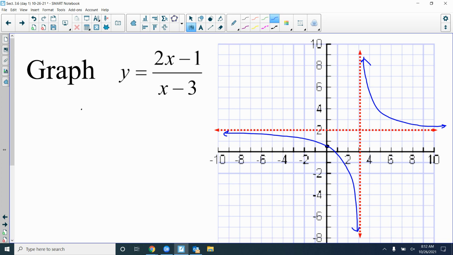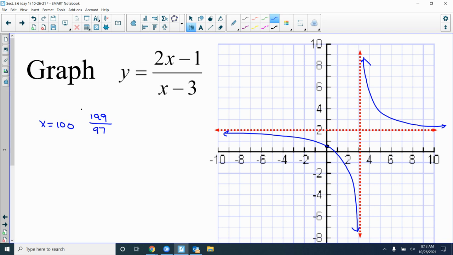Here's what this graph's going to look like, and we'll eventually get there. Vertical asymptote, it goes to negative infinity or positive infinity. Here, a horizontal asymptote means as you plug in bigger and bigger numbers, it gets closer to that value. So if you let x equal 100, we can do this. What's 2 times 100? It's 200 minus 1, which is 199. What's 100 minus 3? It is 97.